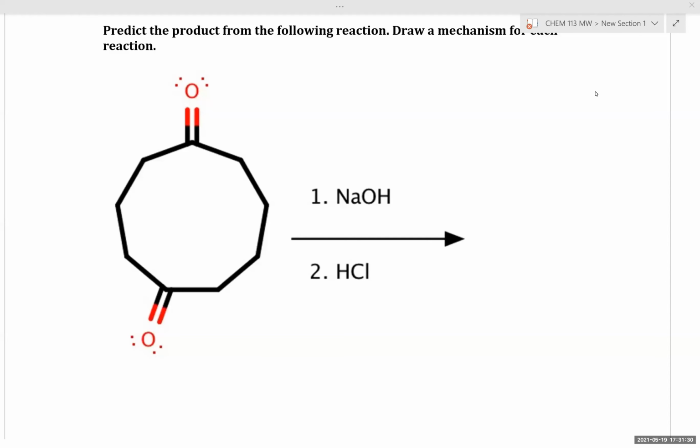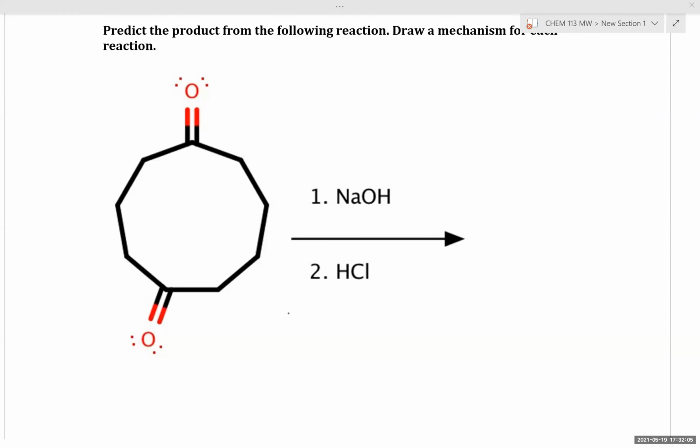So when we last left off, we talked about the aldol reaction and aldol condensation. And we talked about how we can use the aldol condensation for both inter- and intramolecular reactions. So just to refresh our understanding of the aldol reaction, let's take a look at the following problem, where we're asked to predict the product from the following reaction and then draw a mechanism for each reaction.